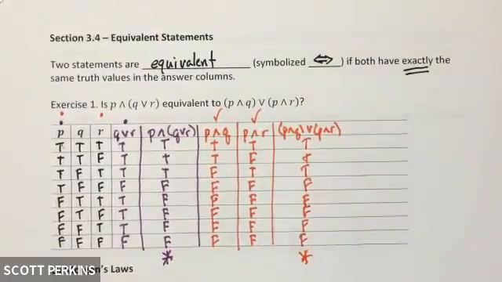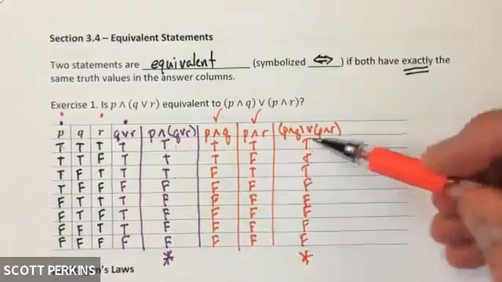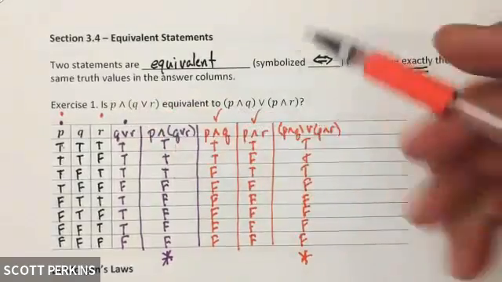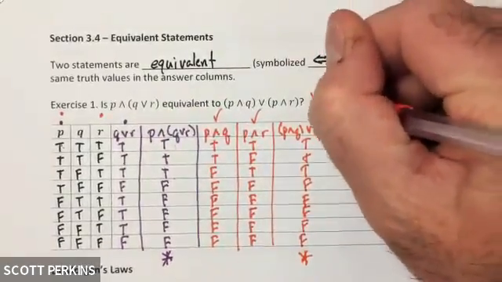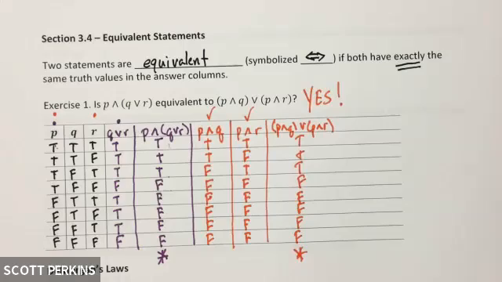Put a star right there. Now, the last question. Do I have the exact same columns at the end of both of those? Yes. I've got 3 trues, 5 falses. So the answer, are these 2 things equivalent? And the answer is yes. And we'll put an exclamation point because there's a lot of work there. Okay, it was yes because those columns are the same. So that's pretty much what equivalence means.